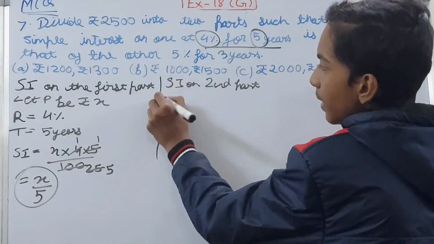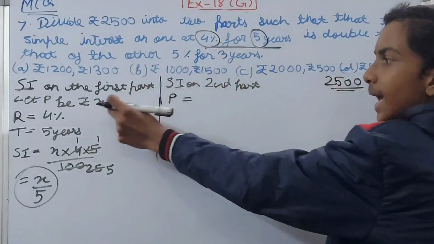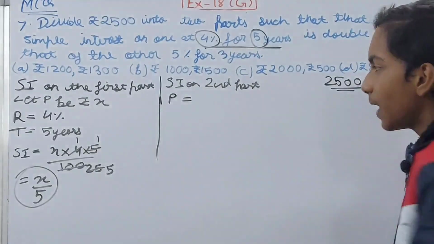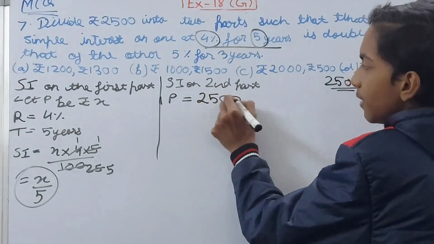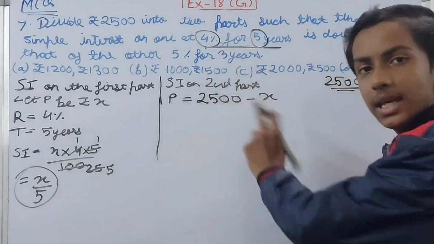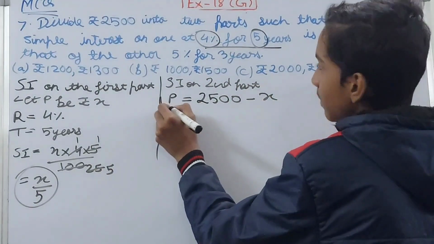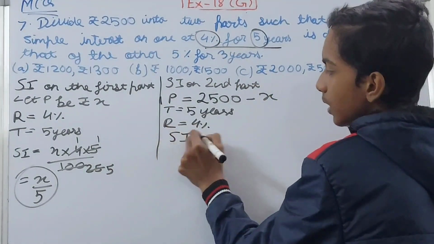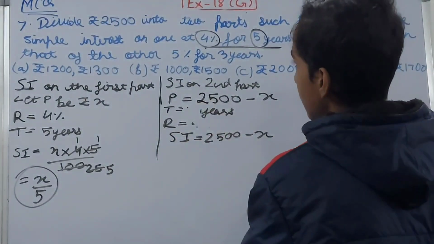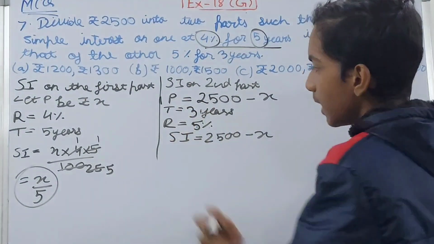See, the principal becomes, now the total sum was 2500. X has already been used up. Now how much will be remaining? Subtract X from 2500. 2500 minus X. This will be the value that will be remaining for the second part, because this X has already been used up here. Fine. Now the time is given to us, so SI becomes... 3 years and 5%. This is our rate. Fine.